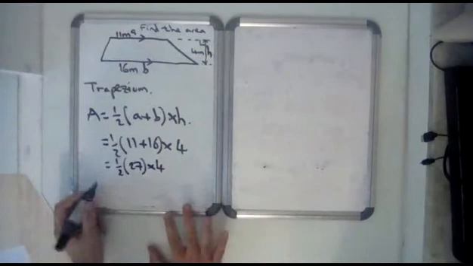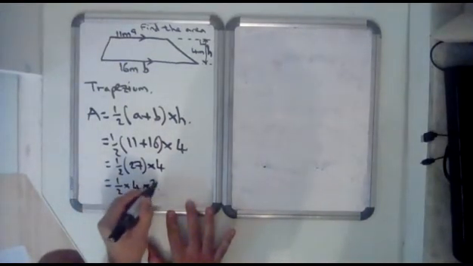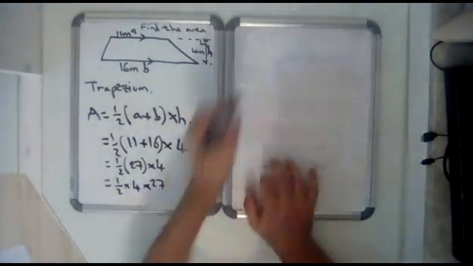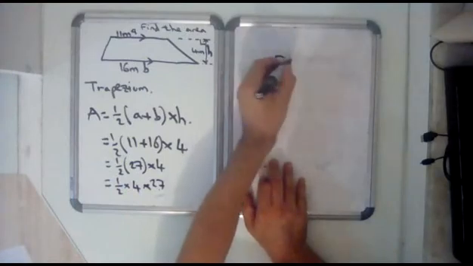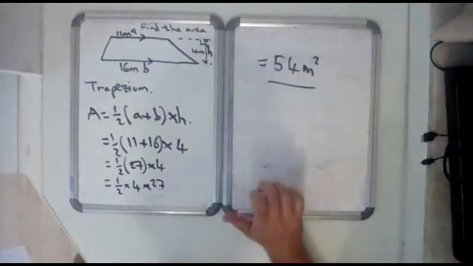And you remember, you can times any way around you like, so you might say, well, that's a half times 4 times 27, and a half times 4 is 2. 2 times 27 is 54, so the final answer is 54, the units meters squared. Area is always something squared.